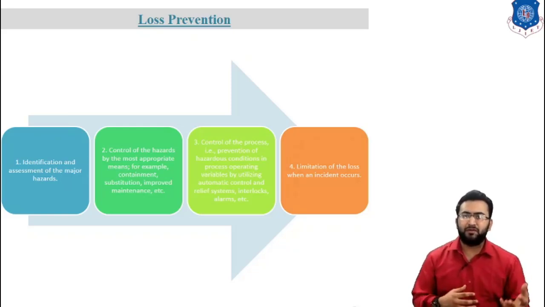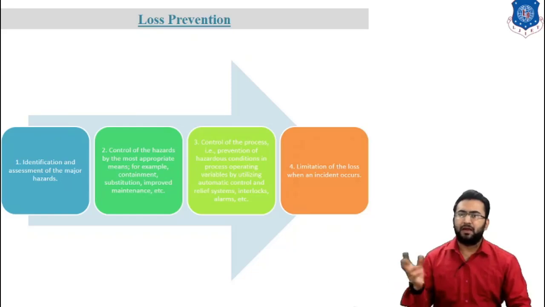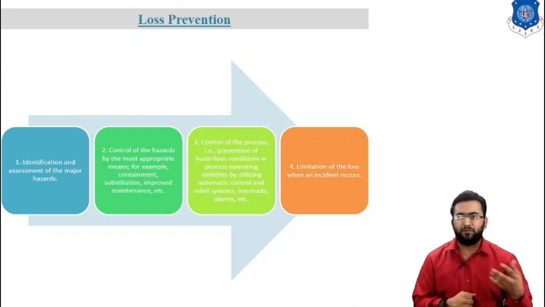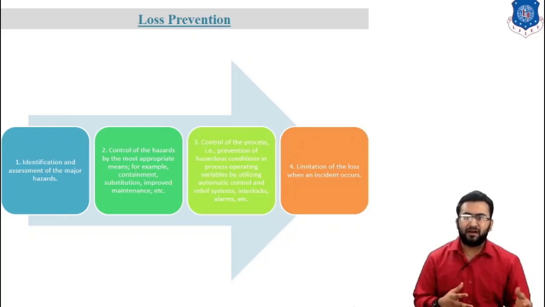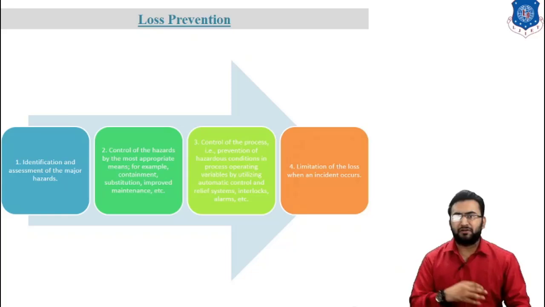The index can be used in two different ways. The Dow Chemical Index applies to main process units and does not cover process auxiliaries. Also, only fire and explosion hazards are considered. Recently, the index has been expanded to include business interruption losses.